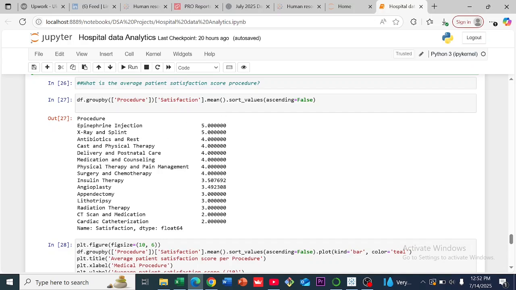Antibiotics and rest gave us a satisfaction score of 4. Cast and physical therapy 4. Delivery and postnatal care 4. While those procedures with the least amount of satisfaction score, we have cardiac catheterization, CT scan and medication, radiotherapy, lithotripsy, where we had an average satisfaction score of 3.